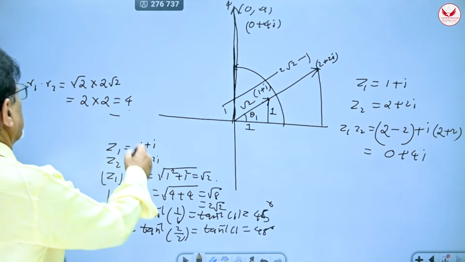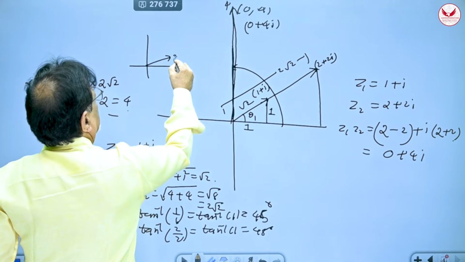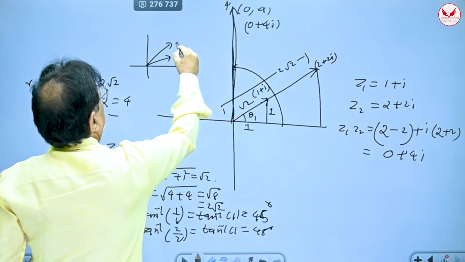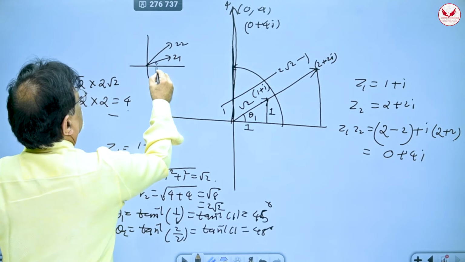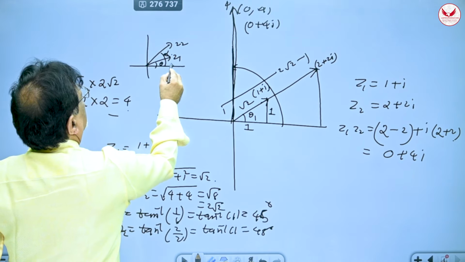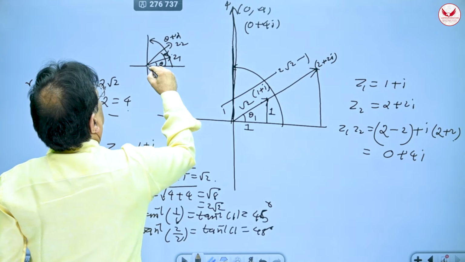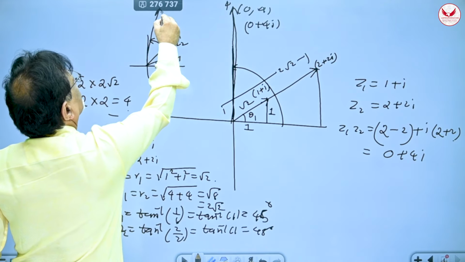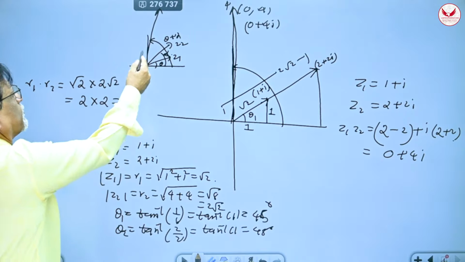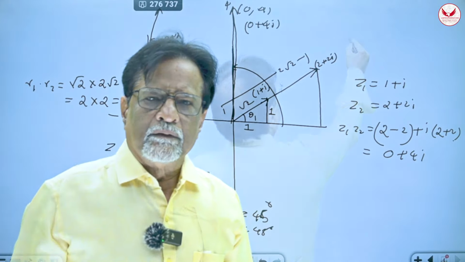So always remember that if I take a vector, this is Z1, this is Z2. Now this is theta and this is alpha. The angle of Z1 Z2 will be theta plus alpha, so it will be somewhere here and it will go on this line. Its magnitude will be the product of the two magnitudes. The angle will be theta plus alpha. Okay.